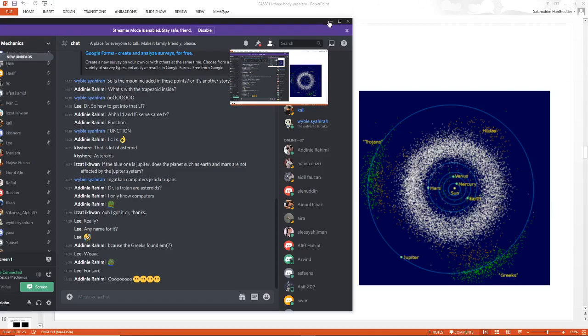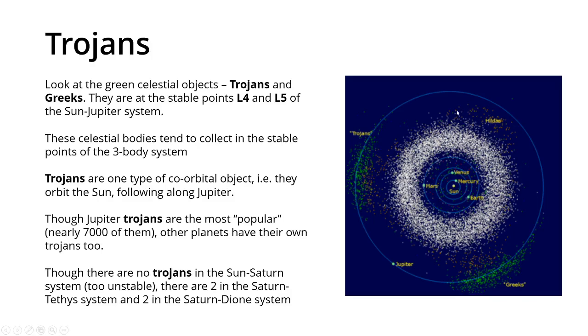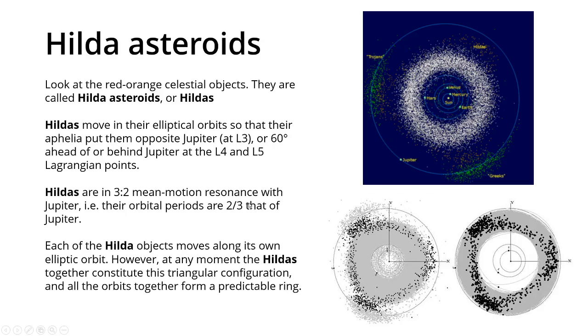Okay, this is not interesting enough. Okay, Trojans. In the Jupiter Sun system, in their L4 and L5, there are a lot of asteroids accumulating in that region called Trojans. Now let's look at the... can you see the orange dots? Okay, orange dots are called Hilda.